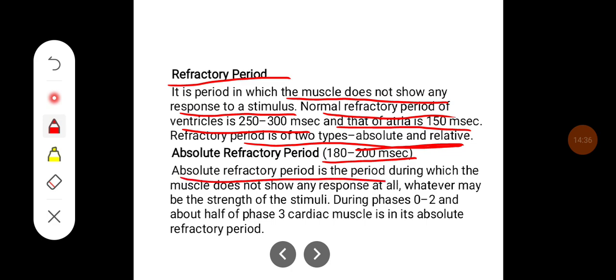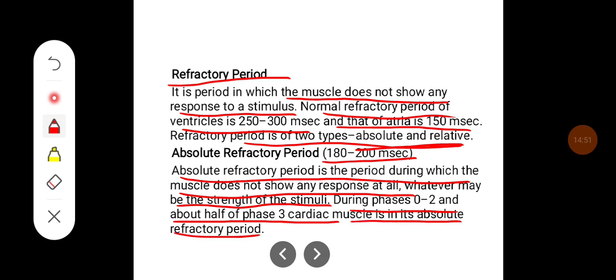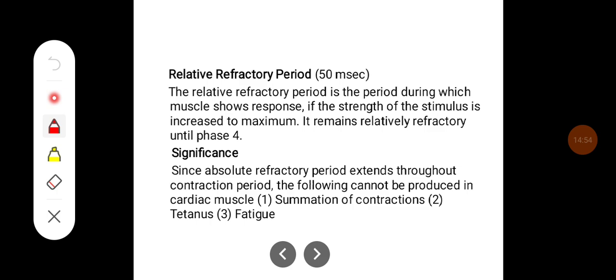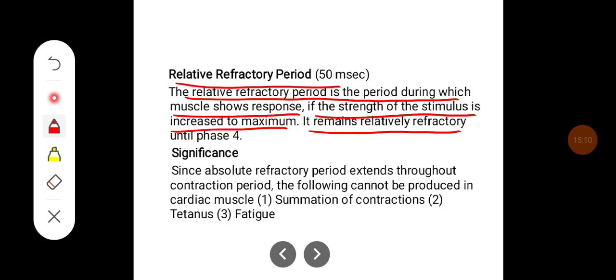The absolute refractory period is the period during which the muscle does not show any response at all, whatever the strength of the stimulus. During phases 0 to 2 and about half of phase 3, the cardiac muscle is in its absolute refractory period. The relative refractory period is for about 50 milliseconds. It is the period during which the muscle shows a response if the strength of the stimulus is increased to maximum. It remains relatively refractory until phase 4.